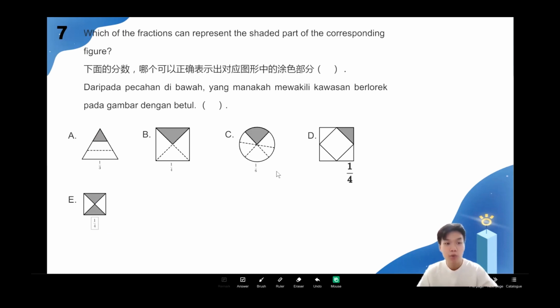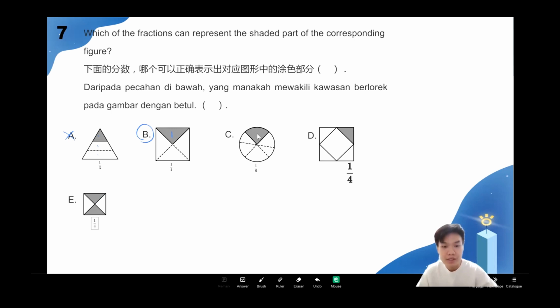Question 7. Which of the fractions can represent the shaded part of the corresponding figure? The first one, it is not 1 over 3 because each part is different in size. Therefore, not A. As for B, it is cut equally and there's one shaded part. So the answer is B.